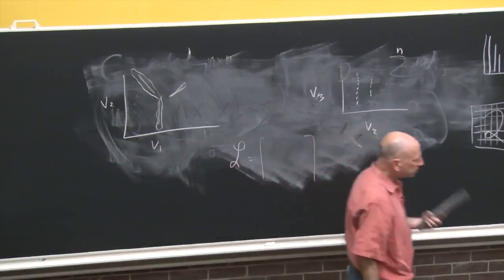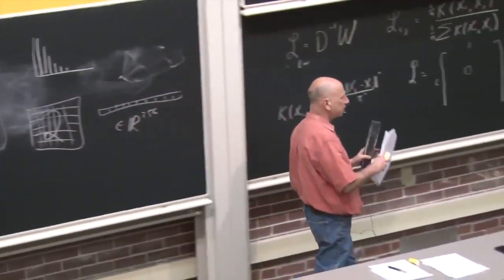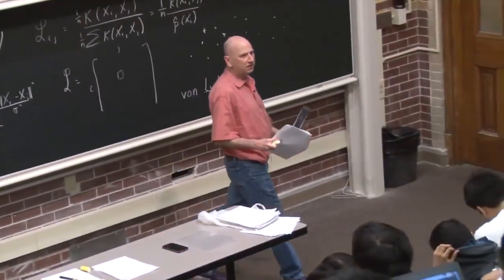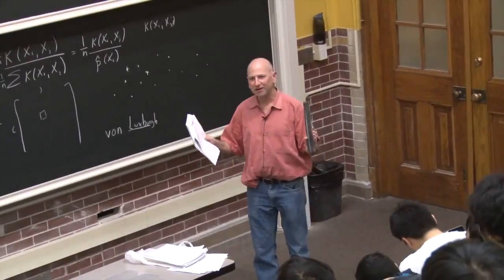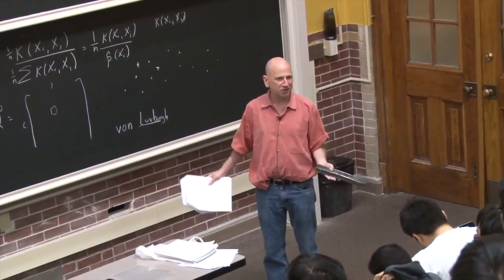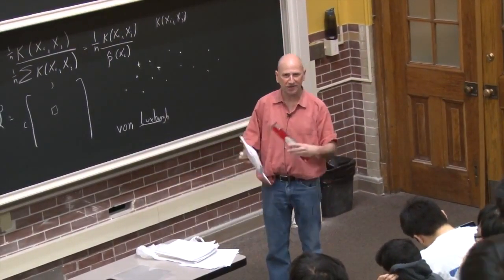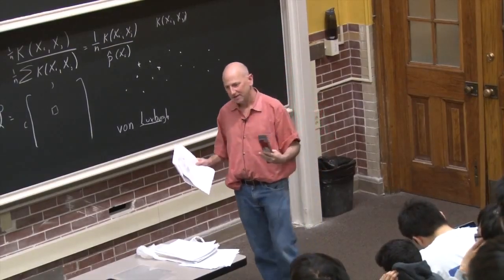OK, so the bottom line is we choose one of these graph Laplacians. You do an eigendecomposition. You project the data onto the first few eigenvectors. And now you do something with that, either classification or clustering. Since we're talking about clustering, actually, I guess we should say you do clustering on that.